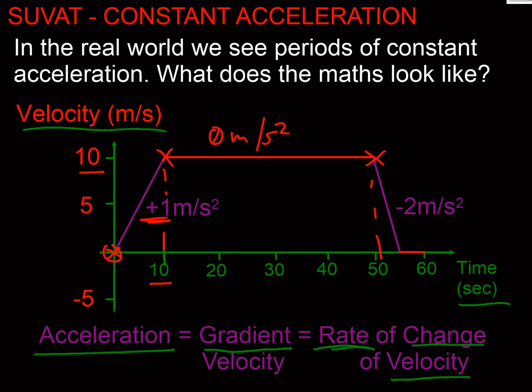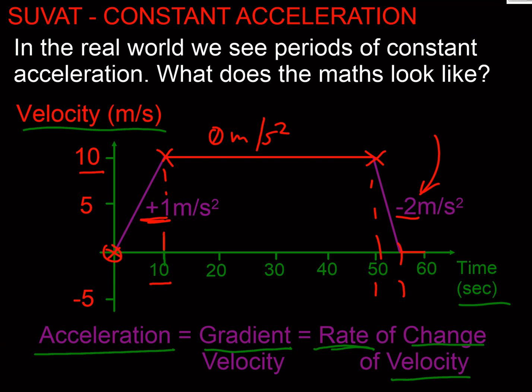And then in the final part, we slowed down and stopped. And here our constant acceleration was -2. We can see that our gradient is negative here, yeah, and we went from 10 meters per second to 0 in a 5 second period, yeah. So -10 over 5 is -2.